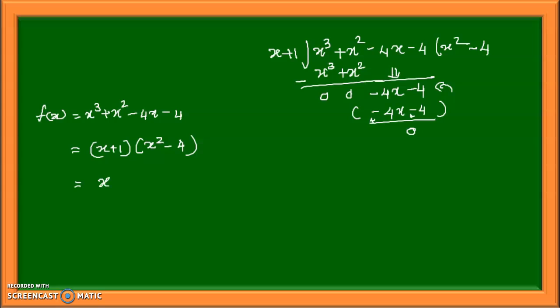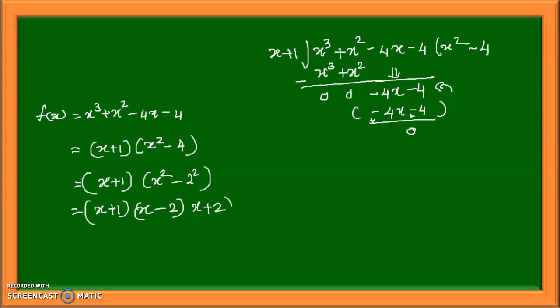Now factorization: we have x plus 1. Now this one is x square minus 2 square. This is in the form of a square minus b square. So you get x plus 1 into x minus 2 into x plus 2. So the factors are these three.